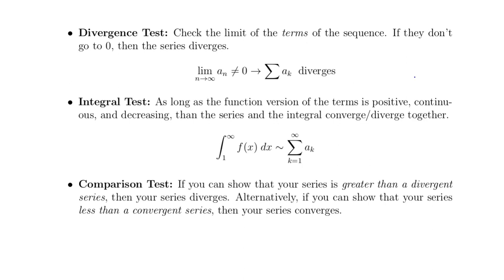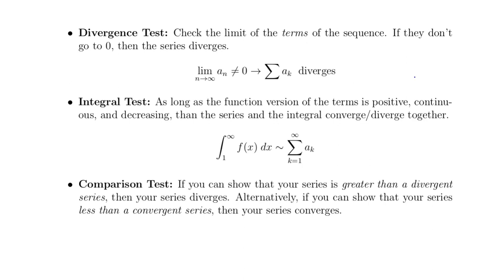The integral test says that as long as the function version of our series is positive, continuous, and decreasing, then the series and the integral are going to converge and diverge together. We know that if they both converge, they're not necessarily going to converge to the same thing. It's not likely that they do because of Riemann sums with integral approximations and stuff like that. Hopefully we have a good picture of that in our head now.